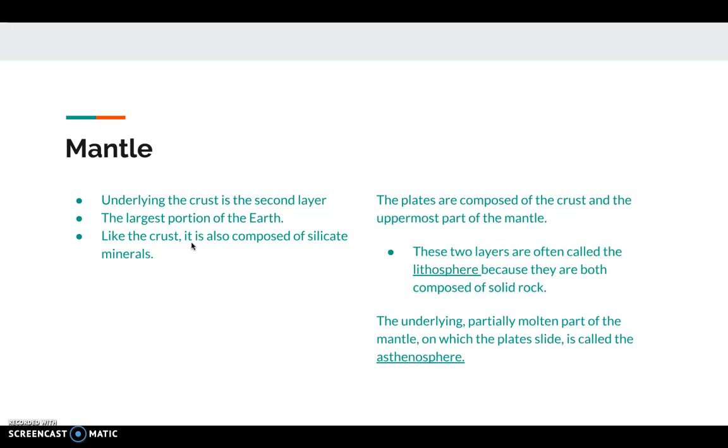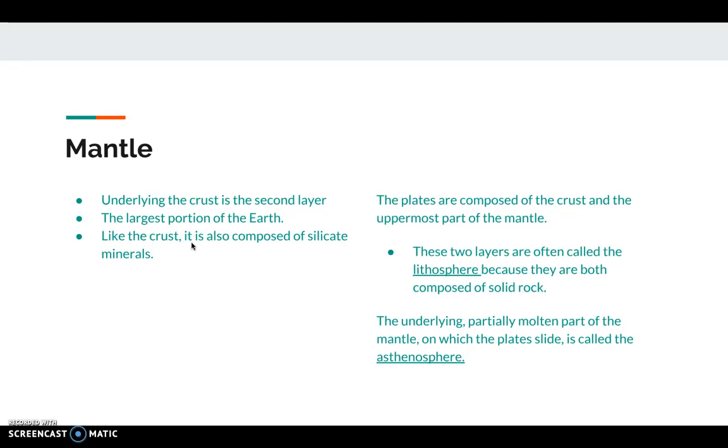Next, we have the mantle. So the mantle is underlying the crust, and it's the second layer. This is the largest portion of the Earth, and like the crust, it is also composed of silicate minerals. The plates are composed of the crust and the outermost part of the mantle.